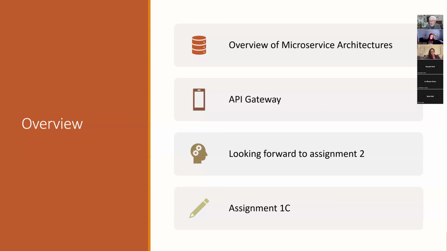So, yeah, microservice architecture overview, API gateway. We're going to start looking at assignment 2, and we'll do some breakouts for assignment 1C, and we'll be able to answer any questions around that. So that's what we have planned today. If you guys do have any questions, please let me know.